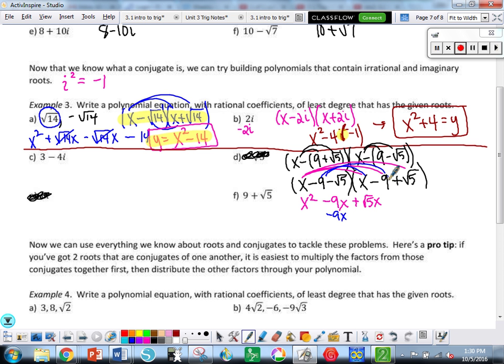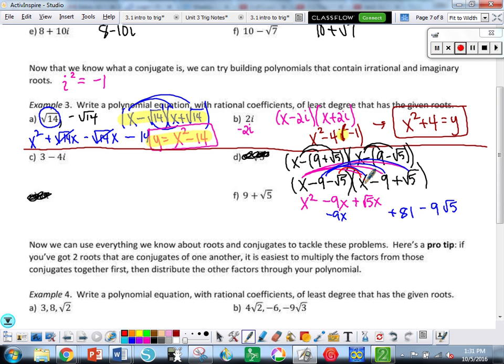Multiply these ones, plus 81. I'll tack it out to the side because it doesn't line up with anything else. And then this one, minus 9 square root 5. Is that okay? And unfortunately, we have to do it one more time.